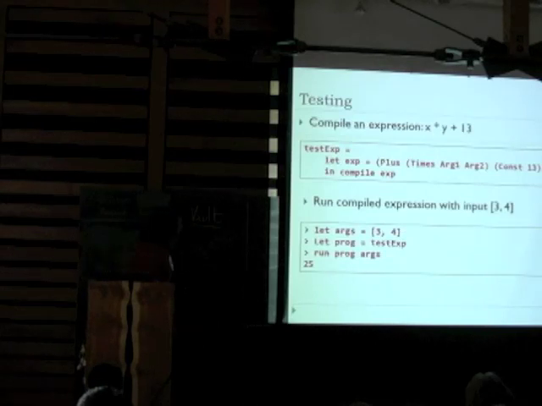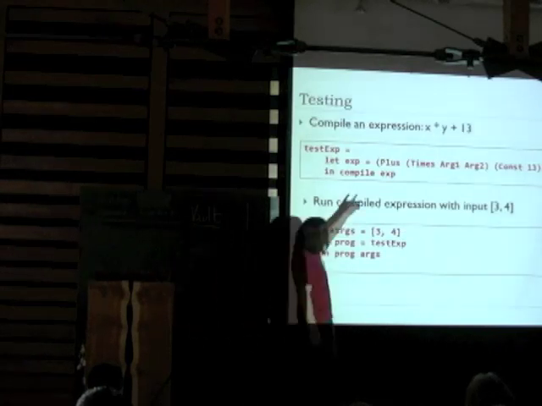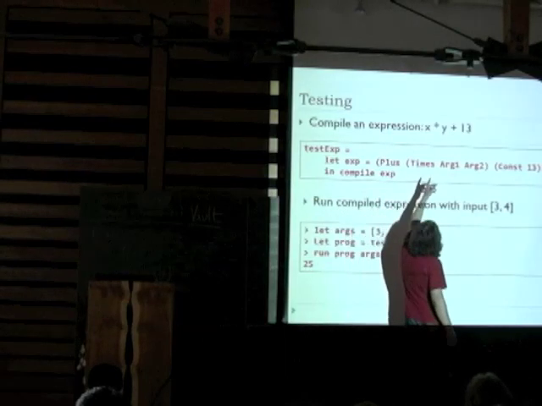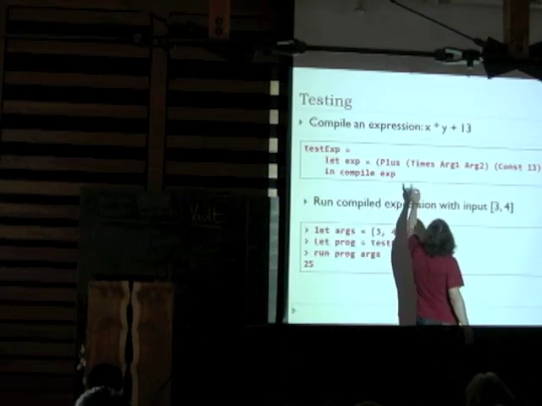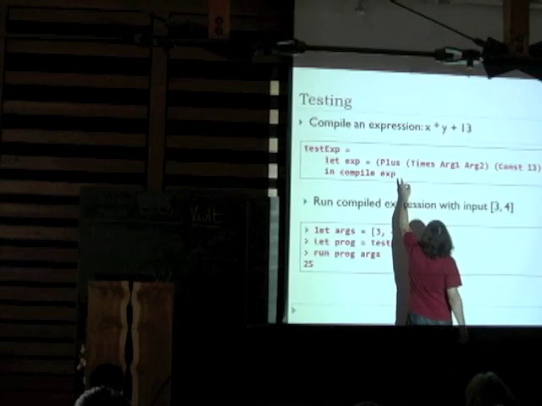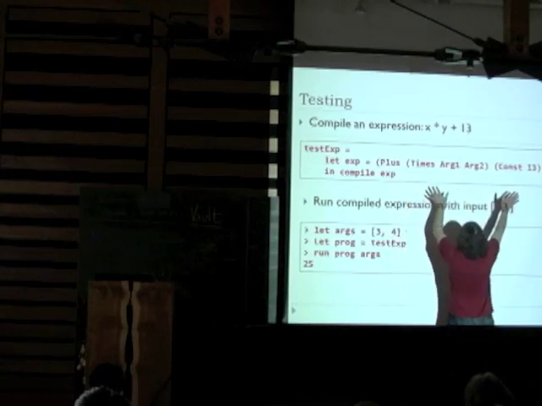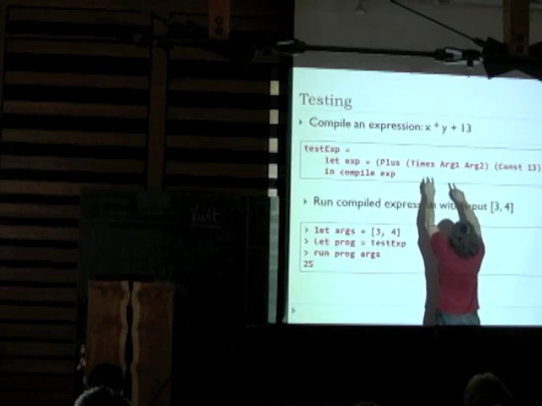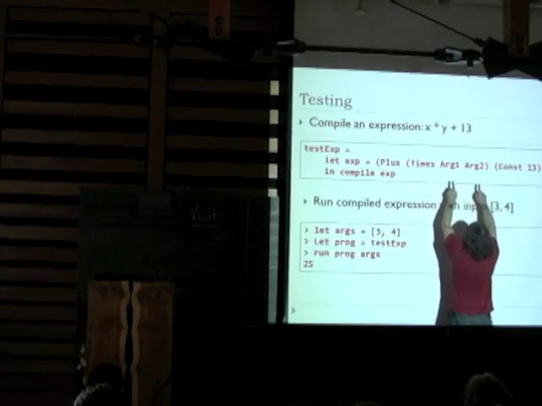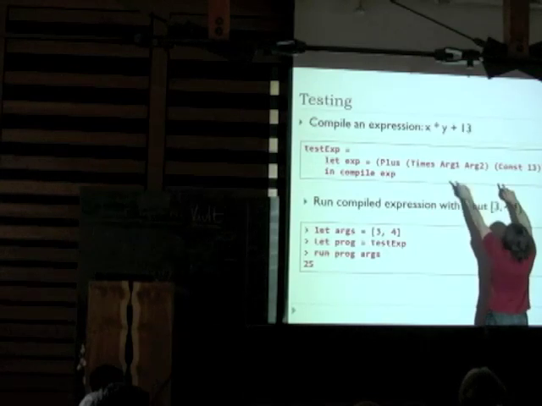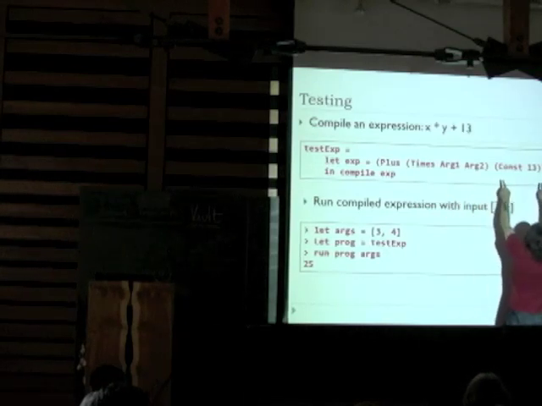We can test it. So this is how you build an expression: X times Y plus 13. Okay. So it's a Plus node with two children. First child is a Times node with two children, Arg1 and Arg2. And the second child of Plus is Const 13.